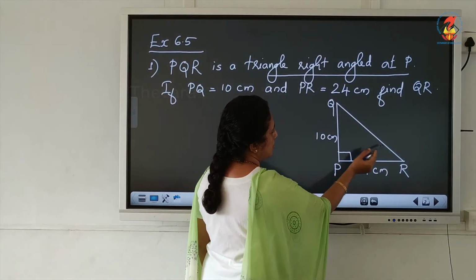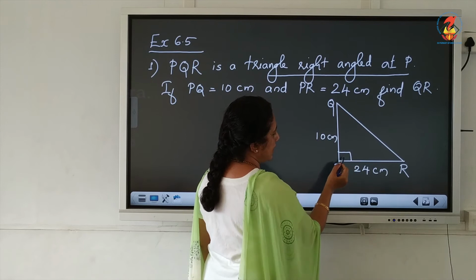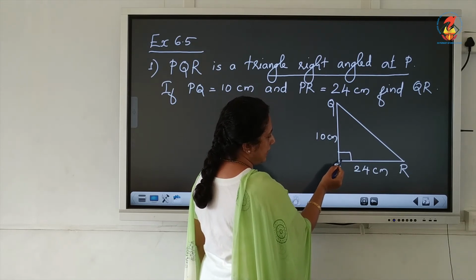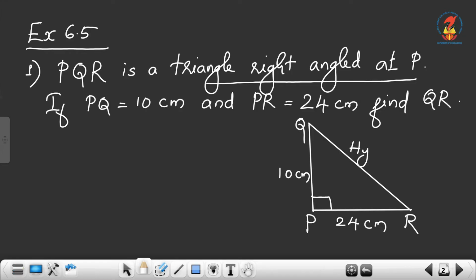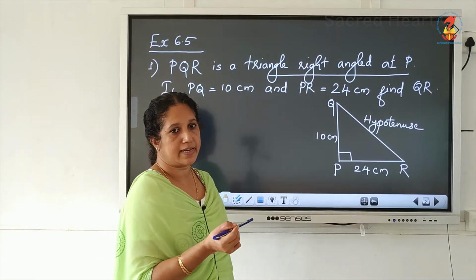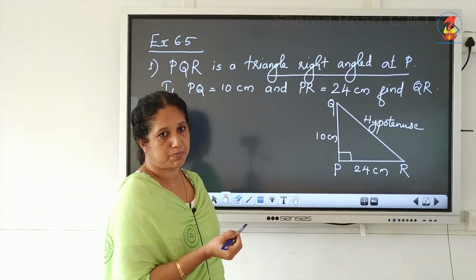Now, what about this QR? QR is the side which is opposite to 90 degree. Therefore, we can call QR as the hypotenuse. So, we have to find the length of the hypotenuse. The given triangle is a right angled triangle. So, we can apply Pythagoras property.